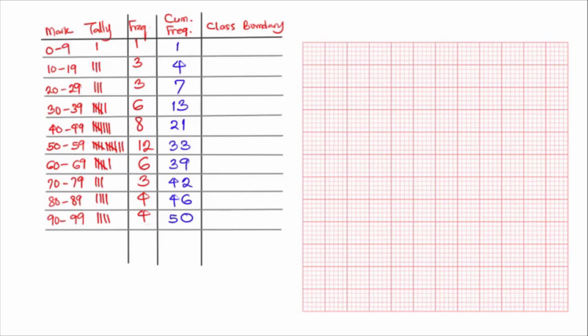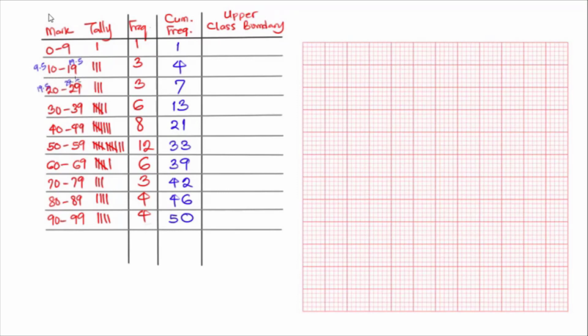Then the class boundary. To get the class boundary, take for example the second range of marks, the 10 to 19. What we do is we subtract 0.5 from the first entry and we add 0.5 to the last entry. So normally that class boundary will be 10.5 to 19.5. But for us, what we need for our graph is the upper class boundary. So we are going to be taking the 9.5, 19.5, 29.5 as our upper class boundary.